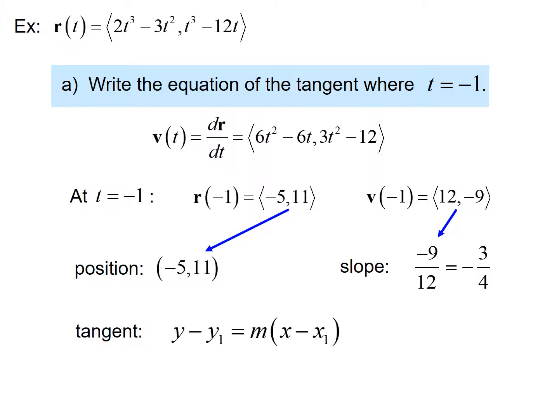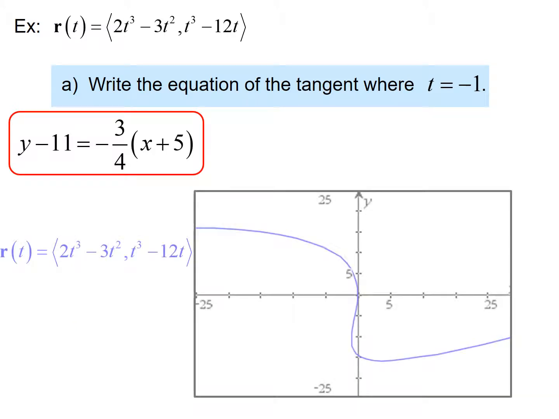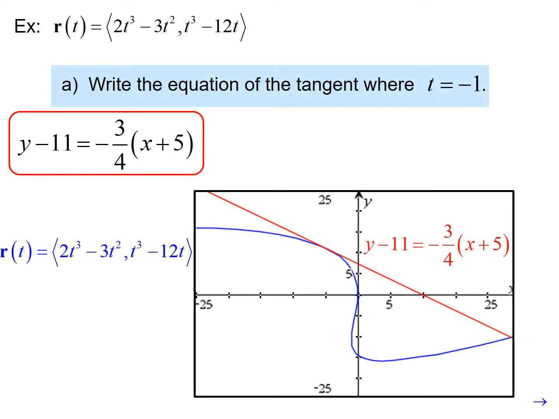So the tangent line, using our point slope equation, plug in all those values, and there's the equation of the line tangent to the vector function given. Here's the curve graphed on the calculator. And there's the equation of that tangent line. You can see it clearly is tangent right there in that quadrant 2.